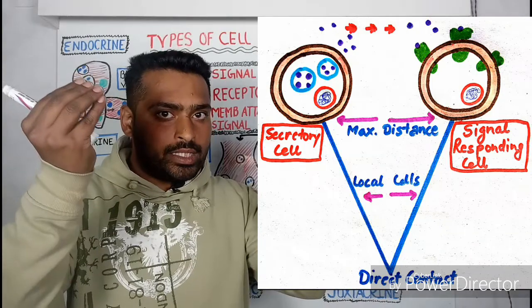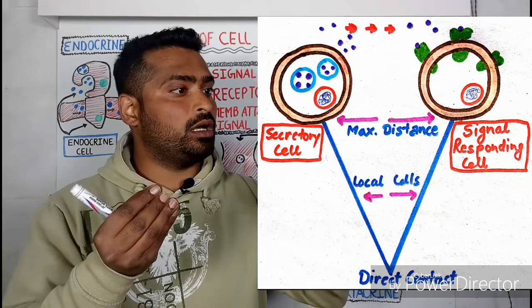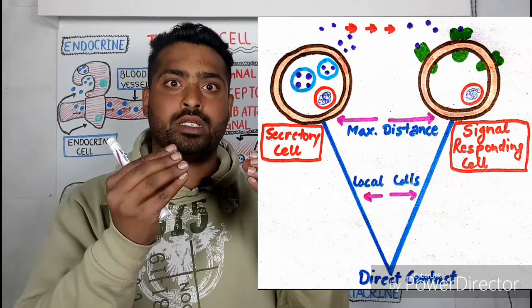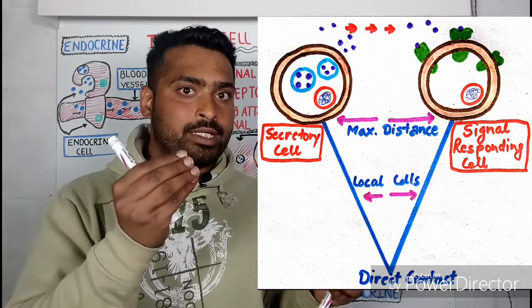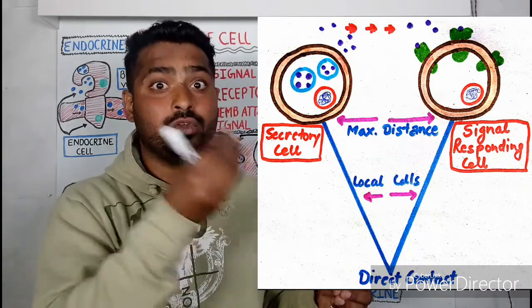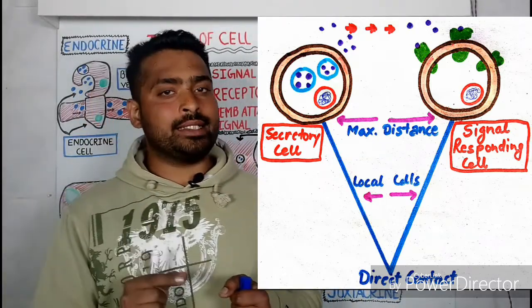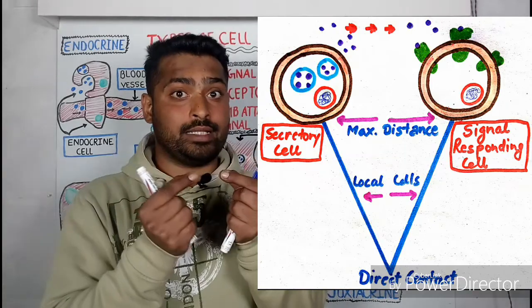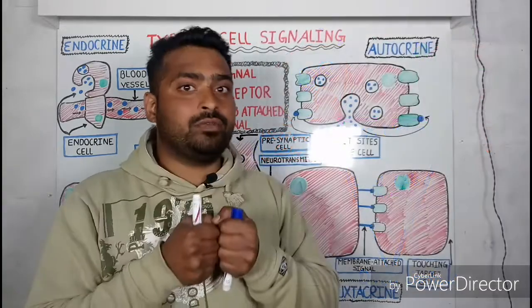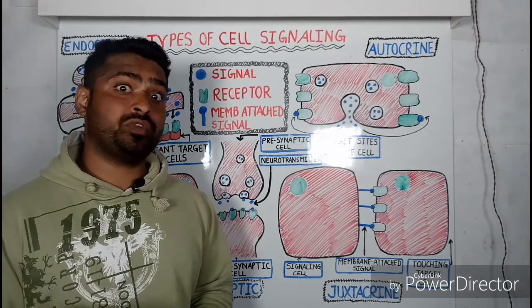Then gradually the distance is decreasing. Now the signal responding cell is approaching towards the signal producing cell. So the signaling molecule can now act on the local cells, or the cells which are in the vicinity of the signal producing cell. Finally, you are going to see a type of cell signaling where both the signal producing cell and the signal responding cell are in direct contact with each other. Okay, so now let's discuss the types of cell signaling.